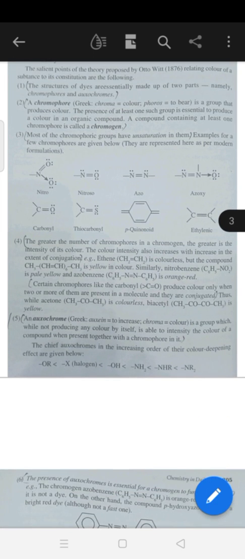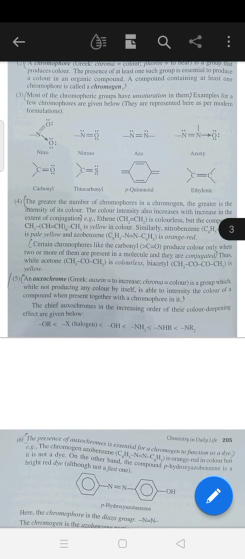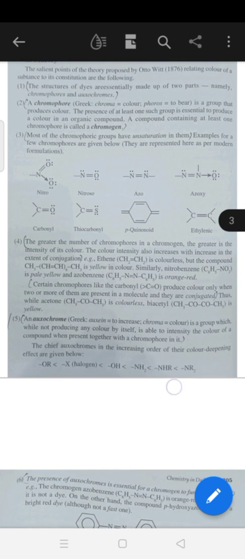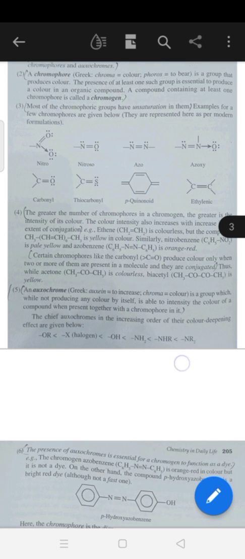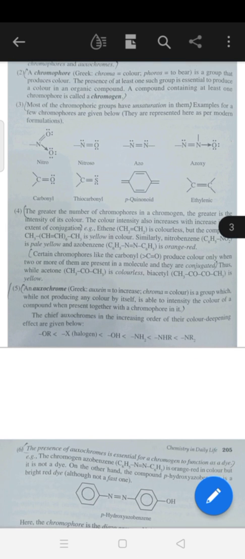The greater the number of chromophores in a chromogen, the greater is the intensity of its color. The color intensity also increases with increase in the extent of conjugation. Example, ethene is colorless, but the compound CH3CH=CHCH3 is yellow in color. Similarly, nitrobenzene is pale yellow and azobenzene is orange red. Certain chromophores like the carbonyl produce color only when two or more of them are present in a molecule and they are conjugated. Thus, while acetone is colorless, biacetyl is yellow.